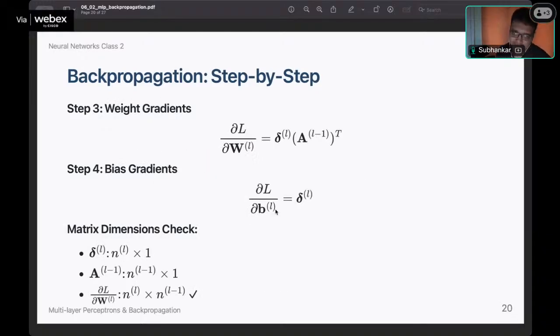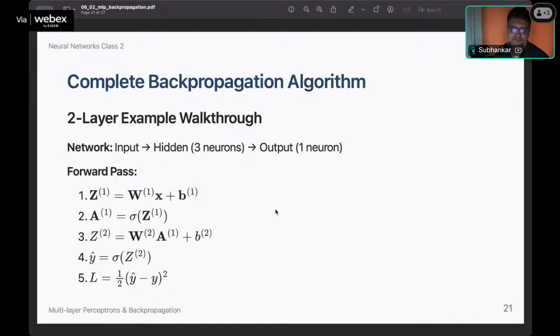Weight gradients are calculated, bias gradients are calculated. Again, you need to make sure the dimensions are matching. There is a small example. You have an input, then you have 3 hidden neurons, and then you have an output of 1 neuron.